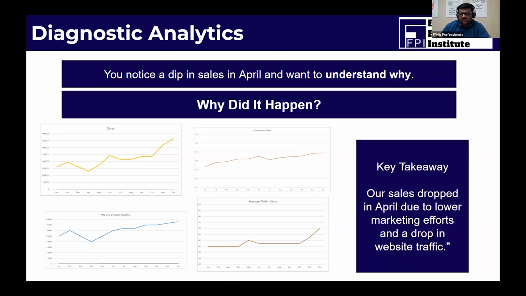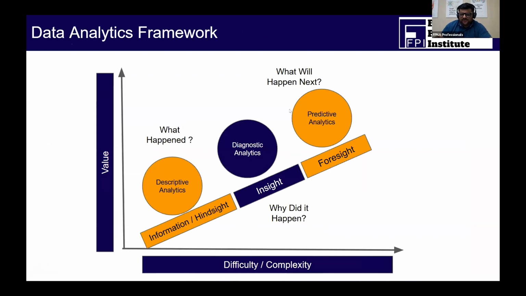Okay, in diagnostic analytics, our key takeaway is that April sales have dropped due to lower marketing efforts and a drop in website traffic. So there was lower marketing spend in that month that resulted in lower website visits, and that caused the revenue to drop. That is what we have concluded in looking at the sales numbers, the website visitors and all the other drivers. So that was diagnostic analytics.